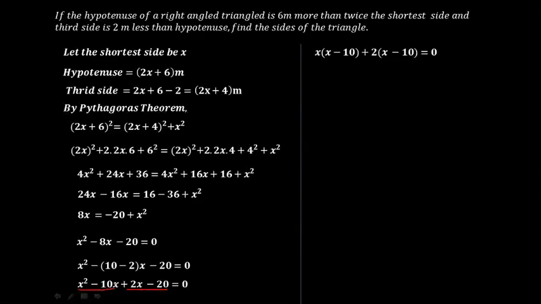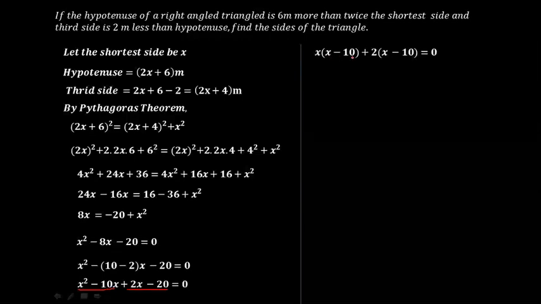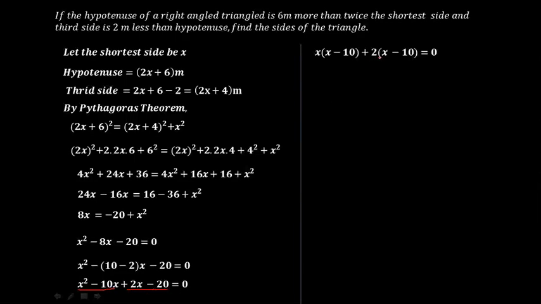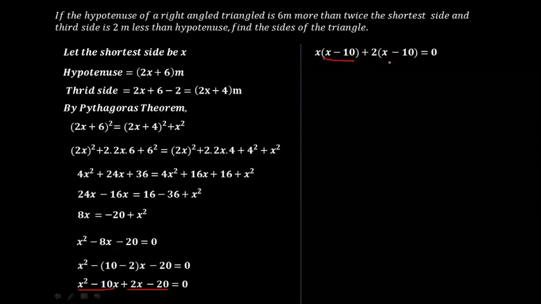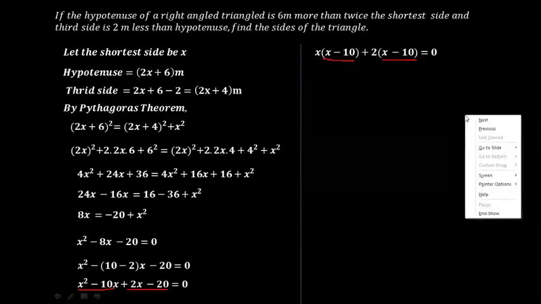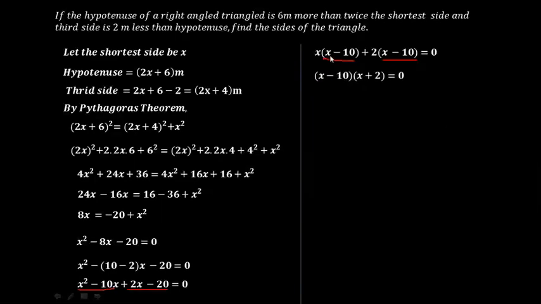So from here what is common? x is common. So when I take x common out, what remains inside? x minus 10. x minus 10 plus, here what is common? 2 is common, so it's x minus 10 is equal to 0. Now if we check this one, x minus 10 and x minus 10 is common. So I'll take x minus 10 common out. So from here I'll get x plus 2 is equal to 0.